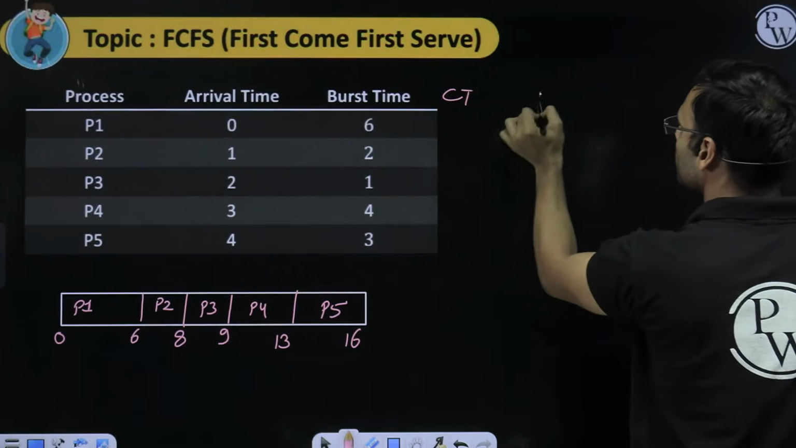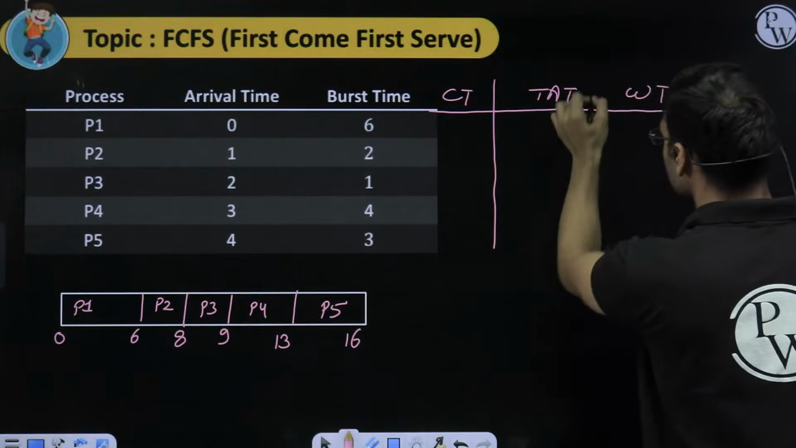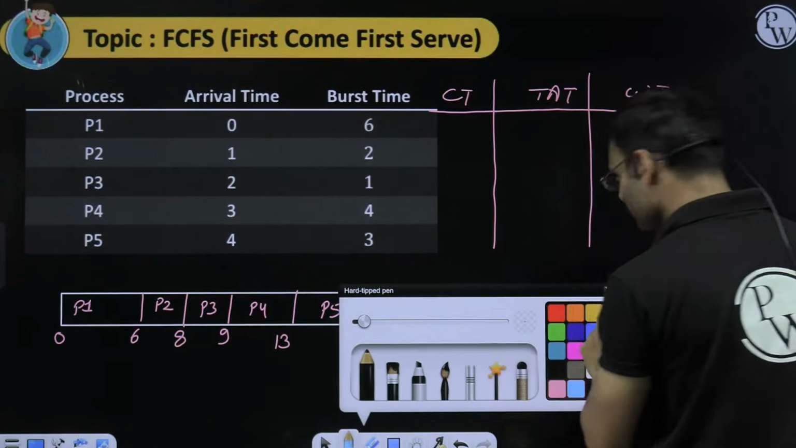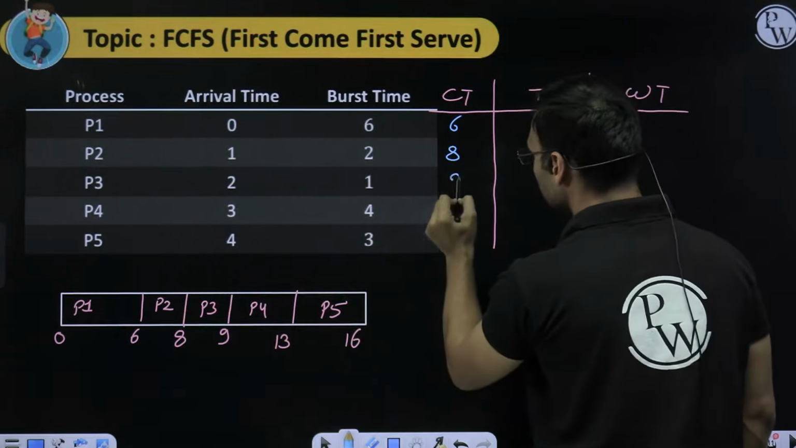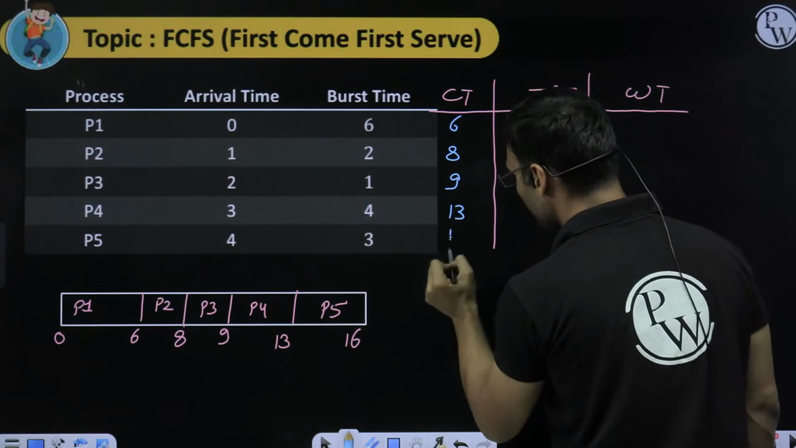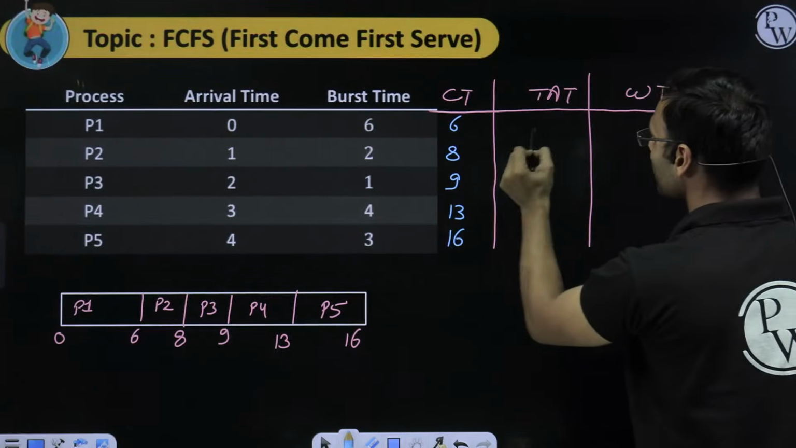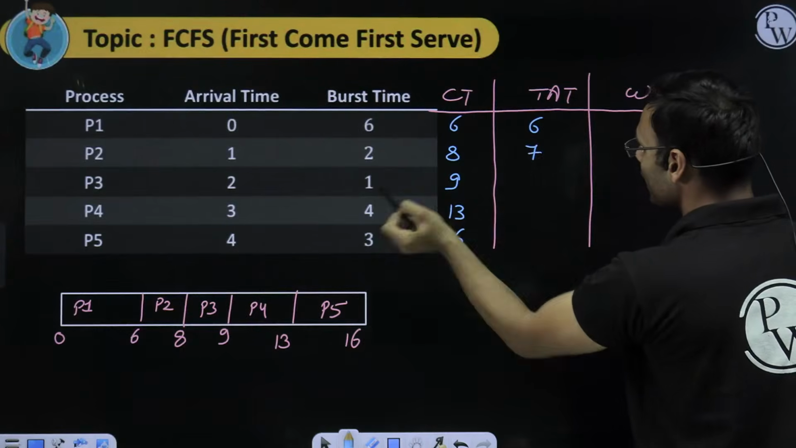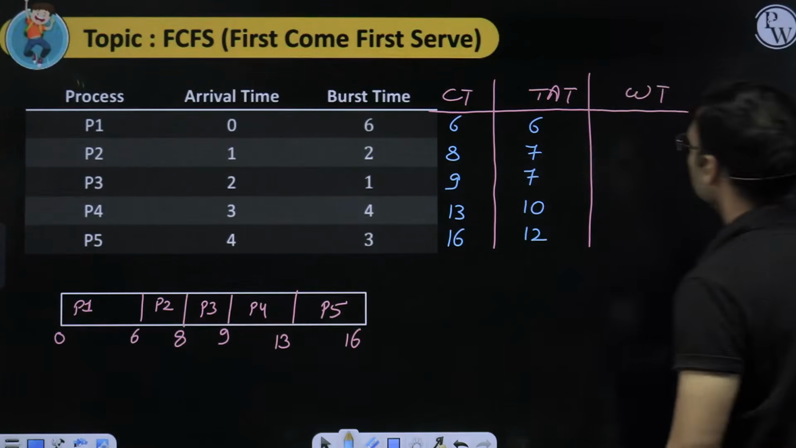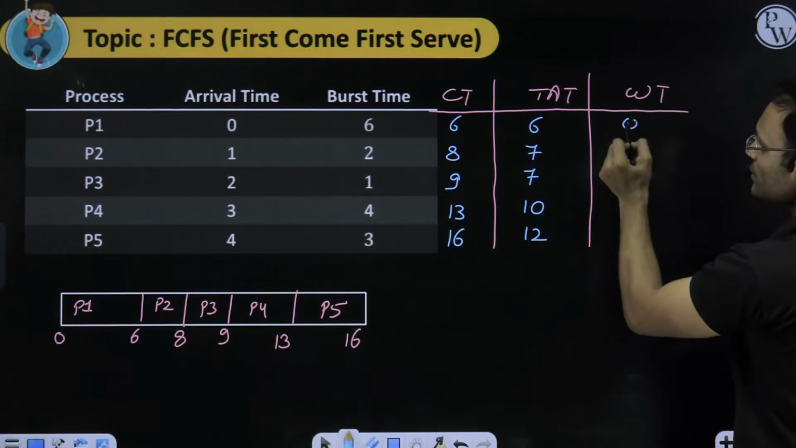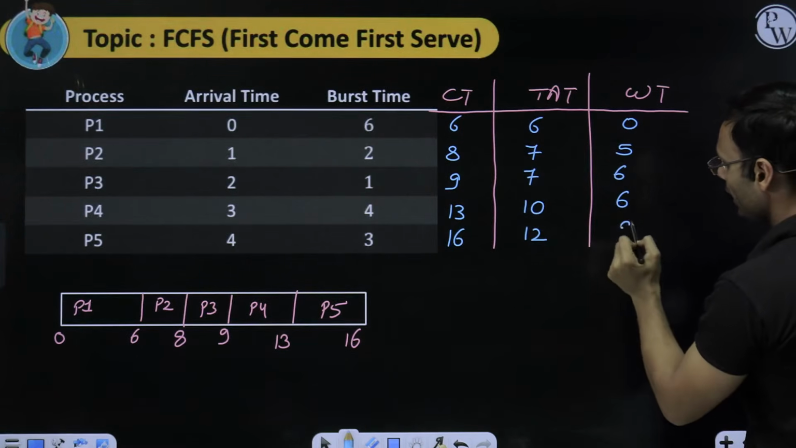Now, completion time, turnaround time, waiting time. From the Gantt chart only, we will first fill up completion time. Completion time of P1 is 6, P2 8, P3 9, P4 13, P5 16. Then turnaround time, completion time minus arrival time: 6, 8 minus 1, 9 minus 2, 13 minus 3, 16 minus 4. Waiting time, turnaround time minus burst time: 0, 5, 6, 6, and 9.